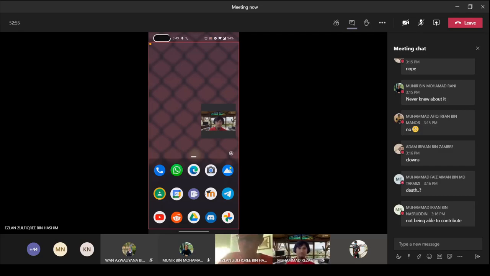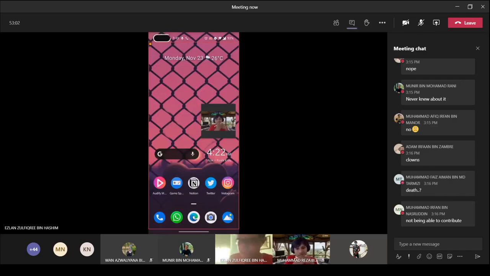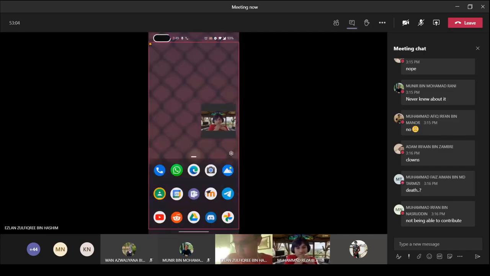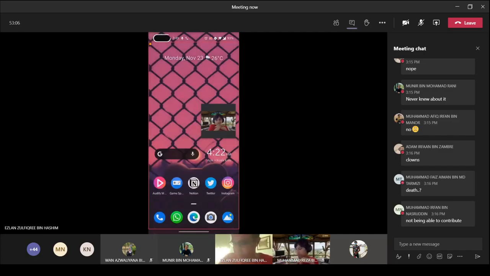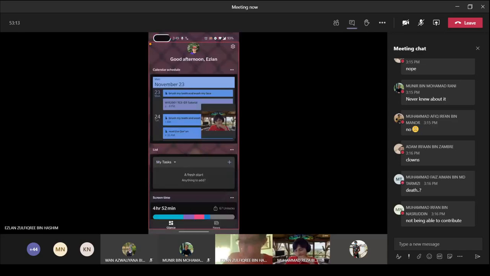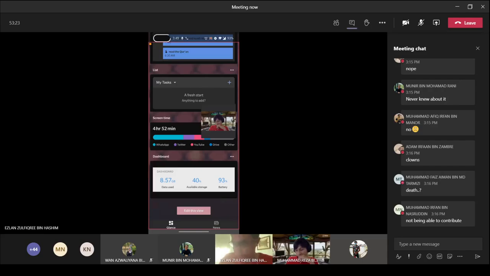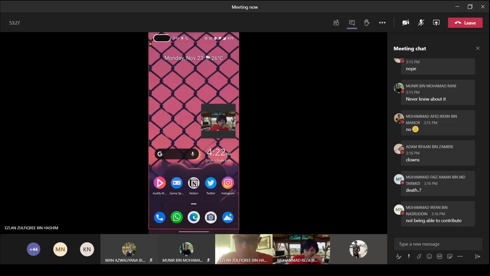Below that are just frequently used apps that I don't put on the home screen because I prefer it to be as minimal as this. So we have Google Photos, Discord, Drive, and so on. I don't have the home screen on this side, but Microsoft Launcher gives a widget side here, where I put my calendar schedule, my Google Tasks, my screen time, and my dashboard. So I think that's all. Thank you.